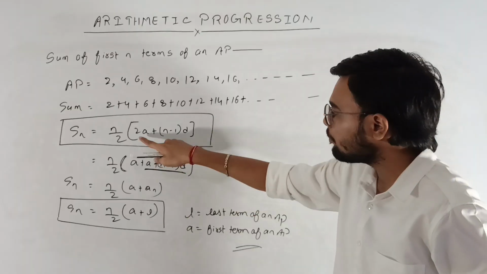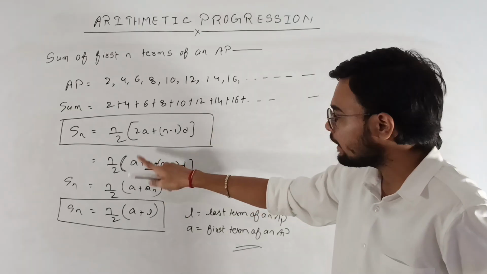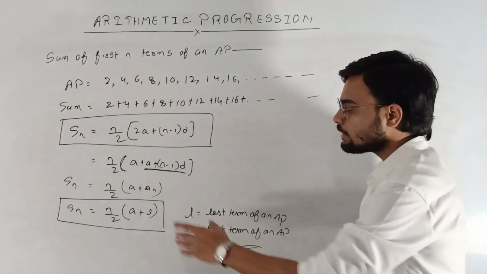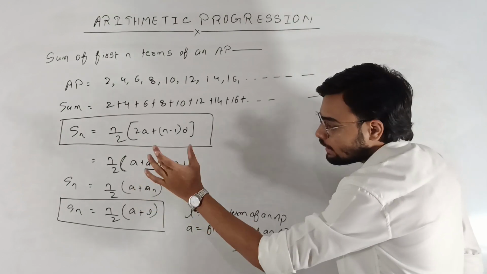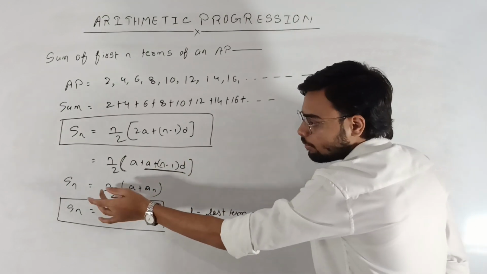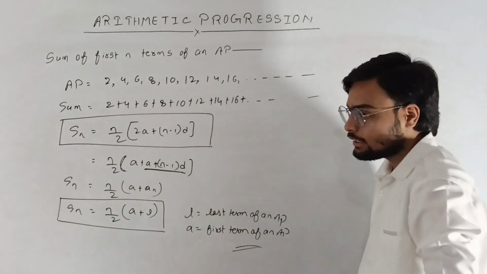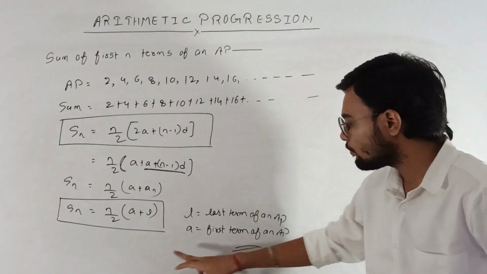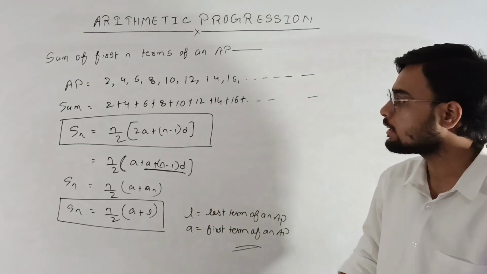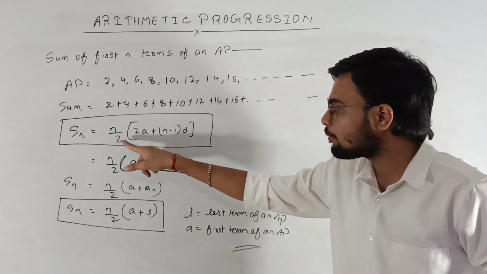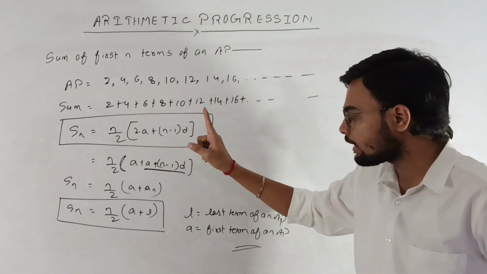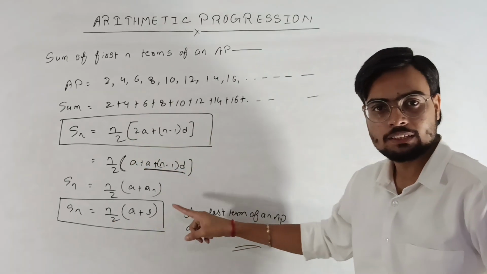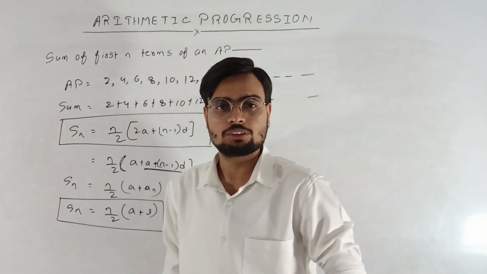Now split this formula. In place of 2a, I write a plus a, which is 2a, plus n minus 1 into d. Now this a plus n minus 1 into d is the nth term of AP. So the formula is n upon 2, a plus an. Now in place of an, I write L. L is the last term of an AP, and a is the first term of an AP. So we have two formulas for finding the sum. First one is n upon 2, 2a plus n minus 1 into d, and the second formula is n upon 2, a plus L. Got it? Let's practice some questions.